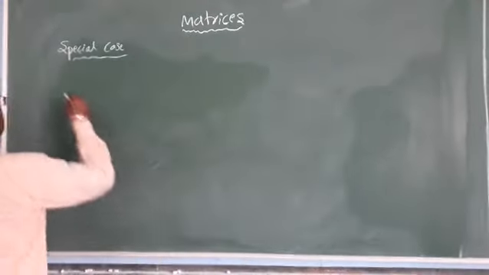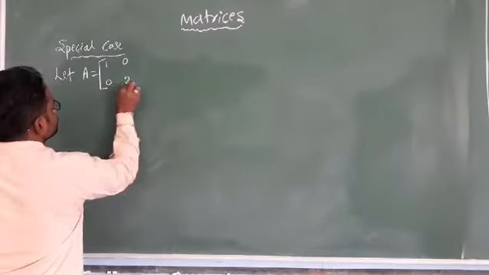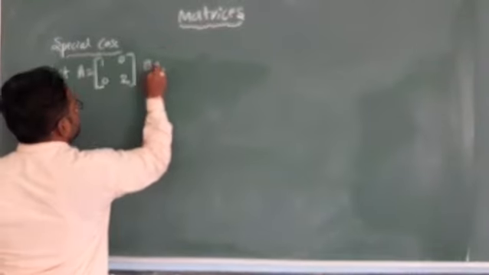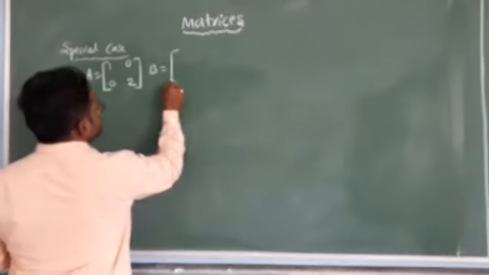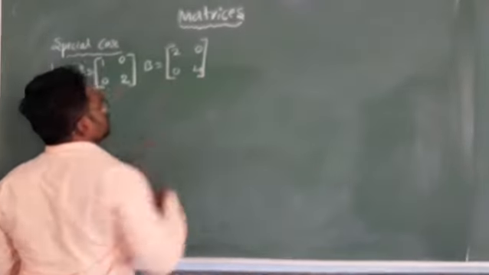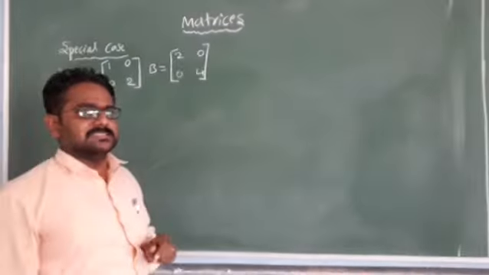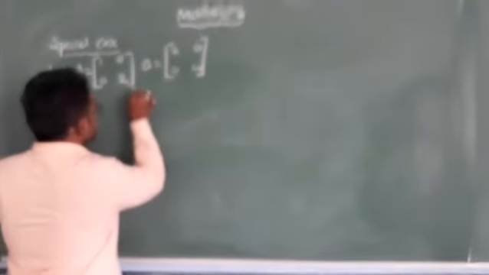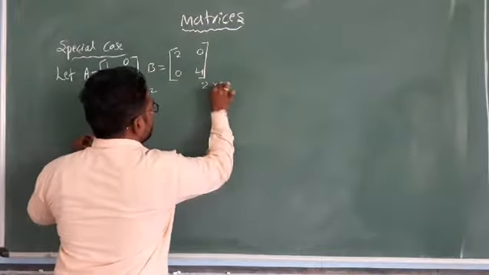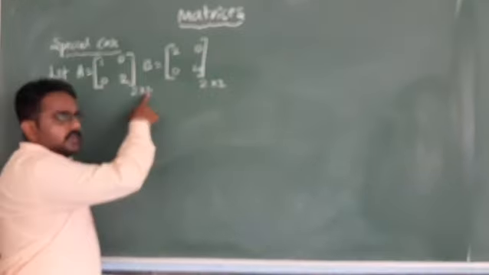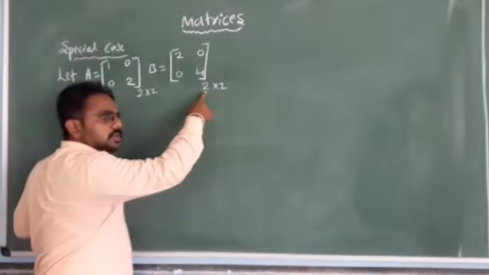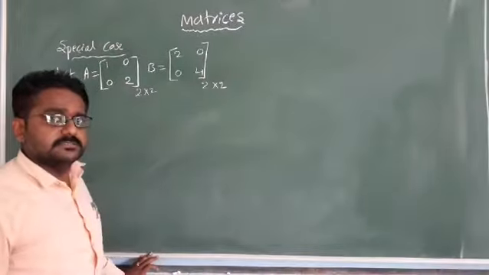Okay, let us consider, let A equal to the matrix 1 0 0 2 and the matrix B equal to 2 0 0 4. Both are 2 by 2 matrices, a 2 by 2 matrix and a 2 by 2 matrix. Here the number of columns of the matrix A is equal to the number of rows of the matrix B. So AB is defined.